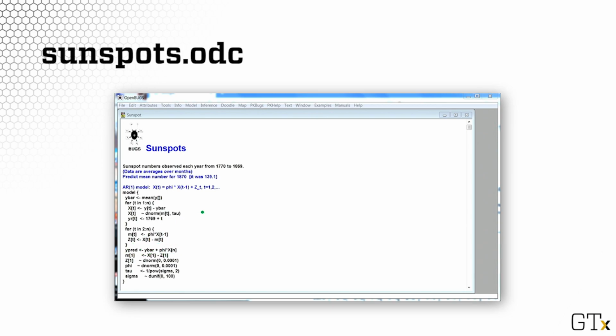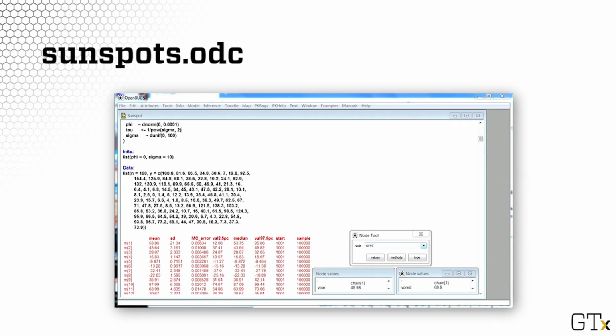The rest of the model involves putting a non-informative prior on phi and a non-informative prior on the precision. And we run this program. The data we saw already, the initials are phi equal to 0 and sigma equal to 10, and then we have the monthly numbers. What is the prediction? You go to the node tool from the Info menu, and you get that the prediction is about 70. We'll see that this is not a very good prediction, because that year for which we predicted 70, there were more than 100 sunspots.